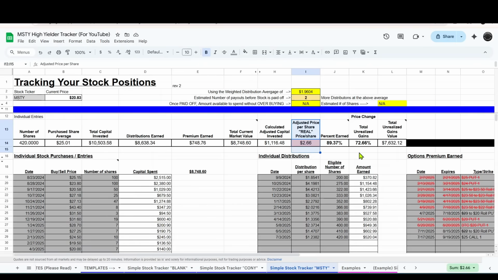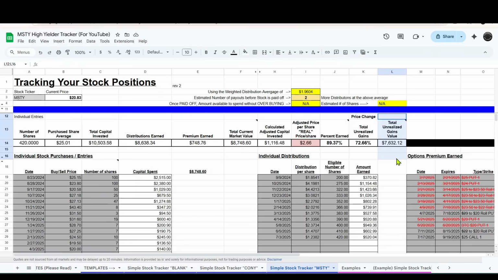Now, if I was to sell MSTY, right? Sell it outright at the current price that is shown on this sheet, and at the time of this video, it's $20.83. And if I was to sell all 420 shares, I will clear $7,632.12. Now that's not this amount on top of my distributions that I've earned and premium.